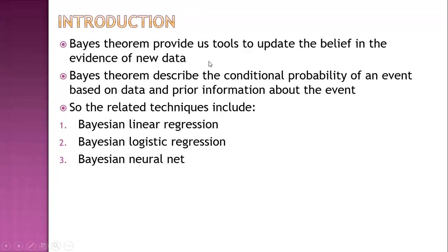Bayes theorem provides us tools to update the belief in the evidence of new data. Bayes theorem describes the conditional probability of an event based on data and prior information about the event. So the relevant techniques related to Bayes theorem include Bayesian linear regression, the topic of today's lecture, Bayesian logistic regression, and Bayesian neural network.